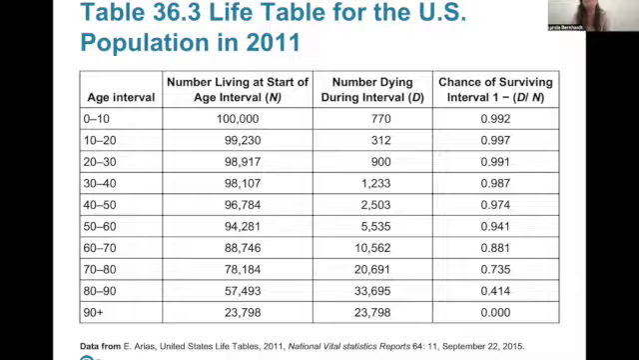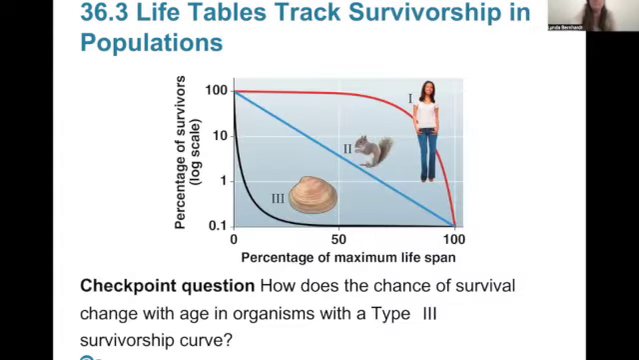70 to 80, 73.5%. 80 to 90, 41% chance of survival from 80 to 90. Notice the last one, 90 plus, is a 0% chance. That's because it's 90 until. You're not going to have anybody survive past the until because none of us are immortal.